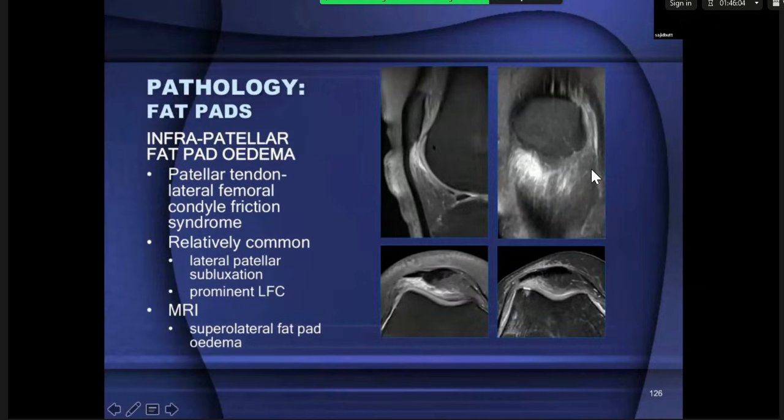This is a more extreme example of Hoffa's fat pad edema. So high riding patella again, patellar maltracking, and you see bright signal intensity in the lateral aspect of Hoffa's fat pad with some adjacent bone marrow signal changes. On the coronal imaging, that's the lateral side, and you see very impressive edema of the lateral aspect of Hoffa's fat pad.